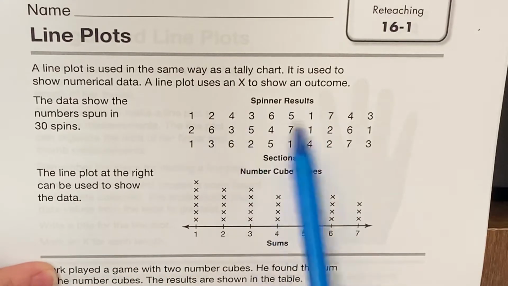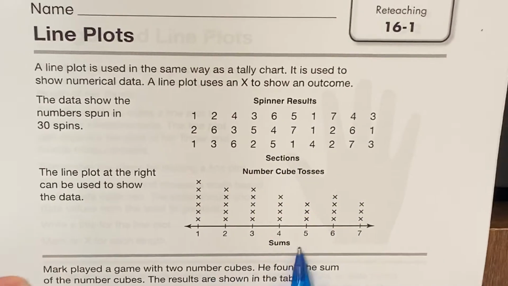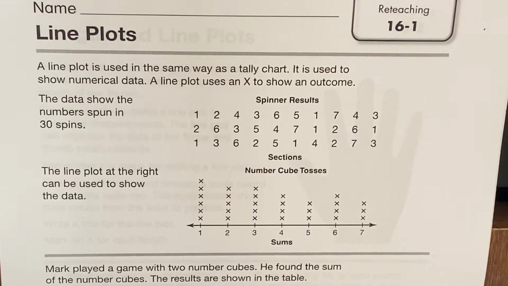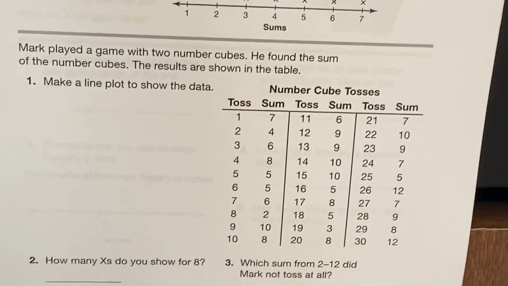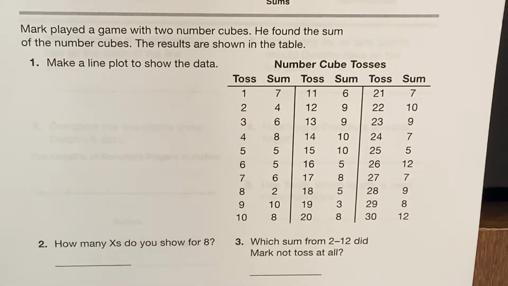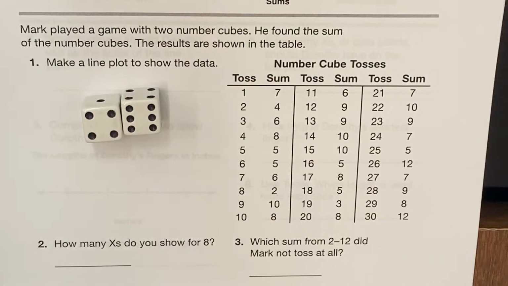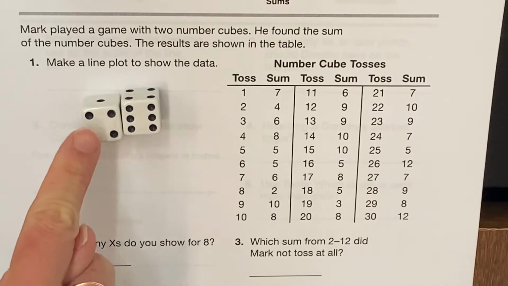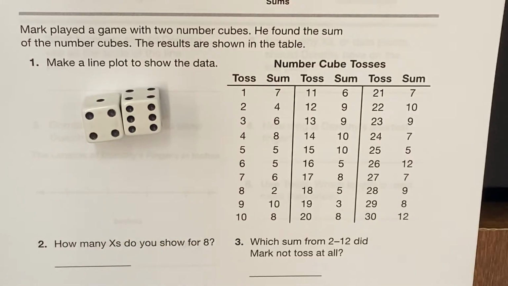So here are the spinner results and the number cubes tossed and then the sums down here, which probably doesn't mean much to you. So let me explain with number 1. Mark played a game with 2 number cubes. He found the sum, which is this number plus this number, of the number cubes. The results are shown in the table.